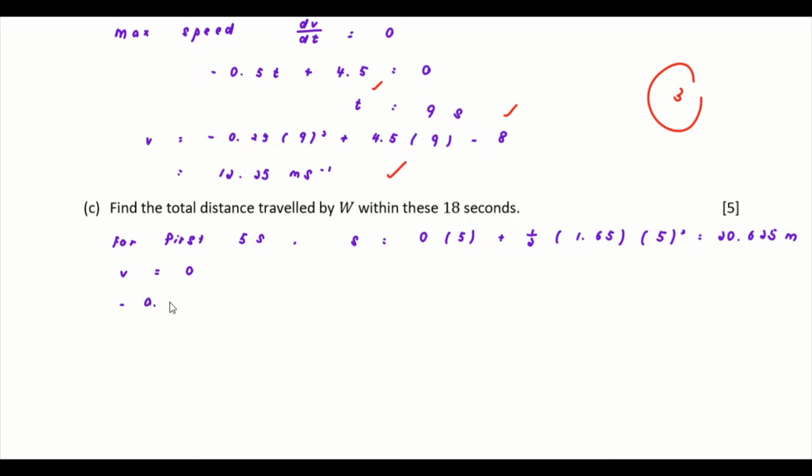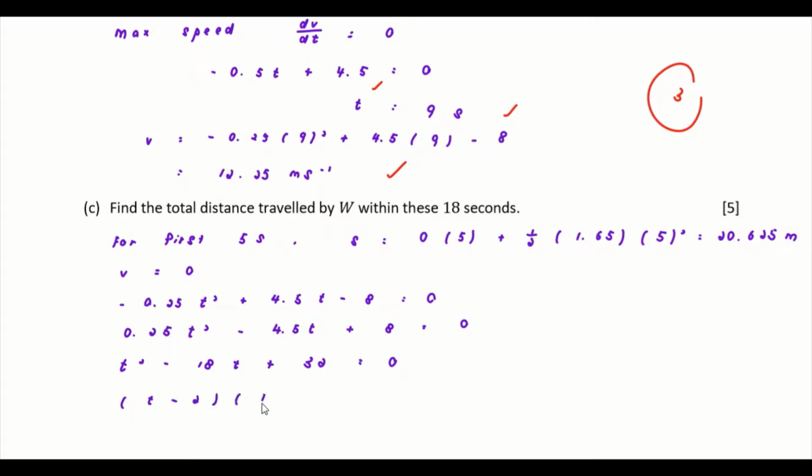So negative 0.25 t squared plus 4.5 t minus 8. A lot of people make careless mistakes when they try to change the sign here, so please avoid that. t squared minus 18 t plus 32, after multiplying by 4. From here we get (t minus 2)(t minus 16), so t equals 2 seconds or 16 seconds.